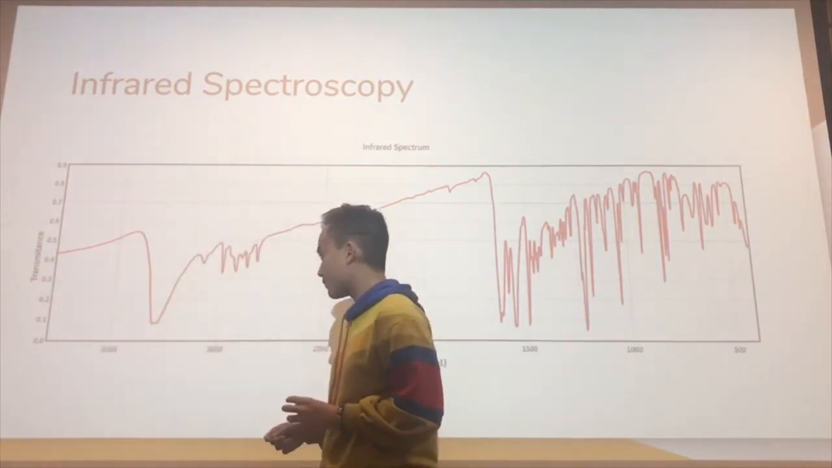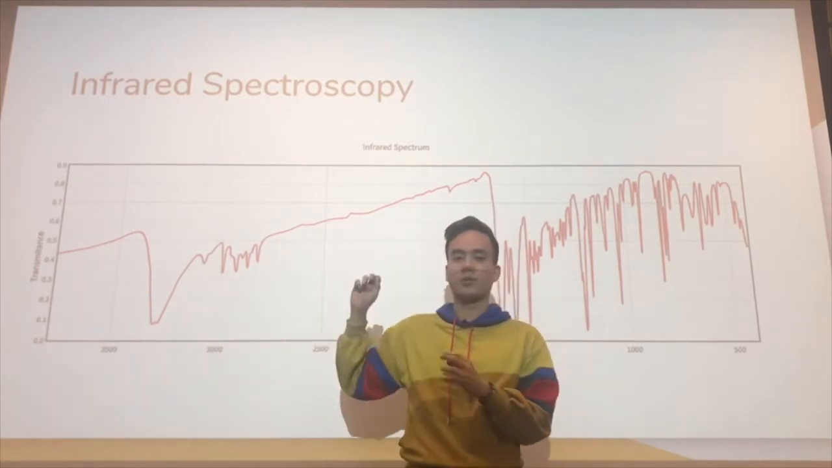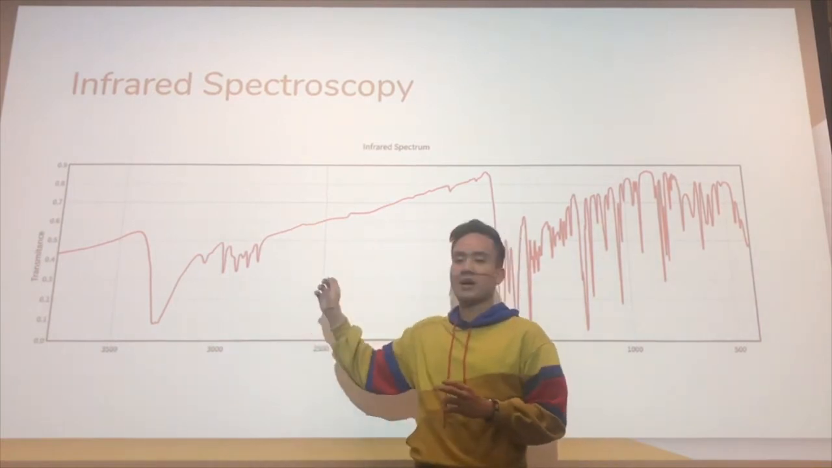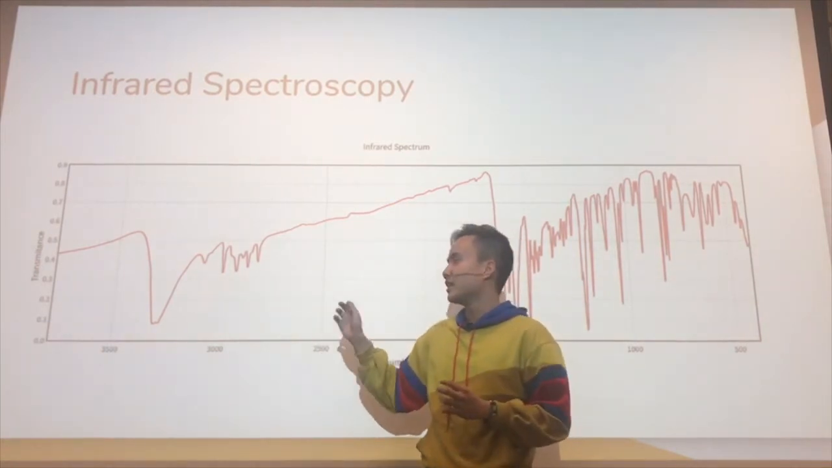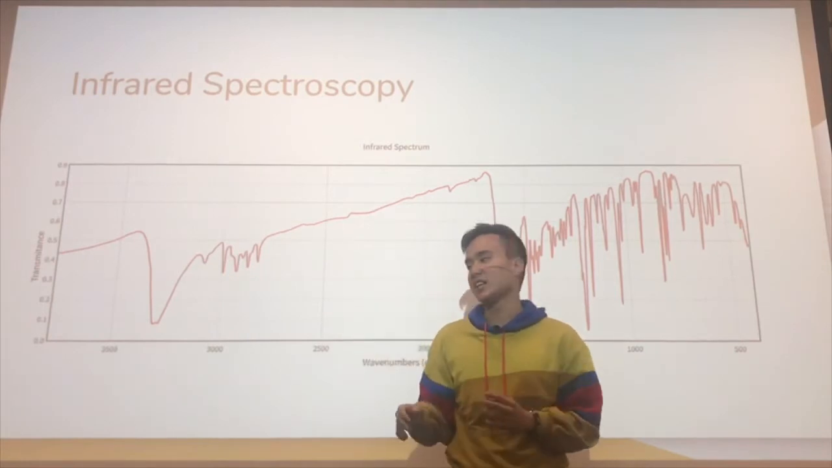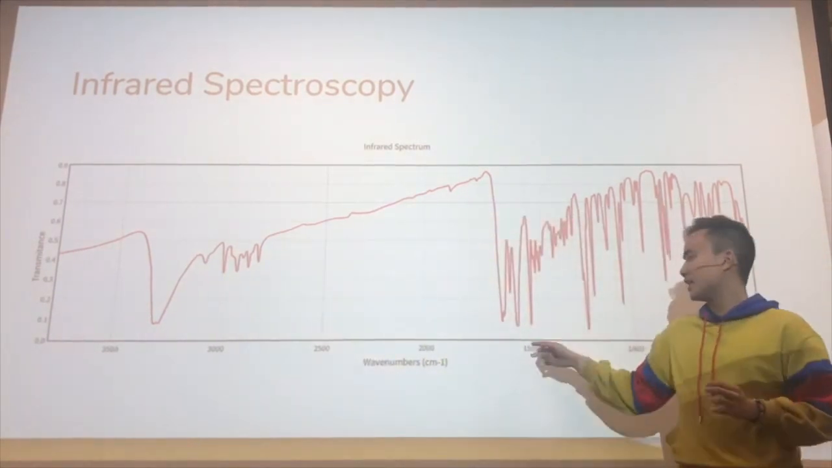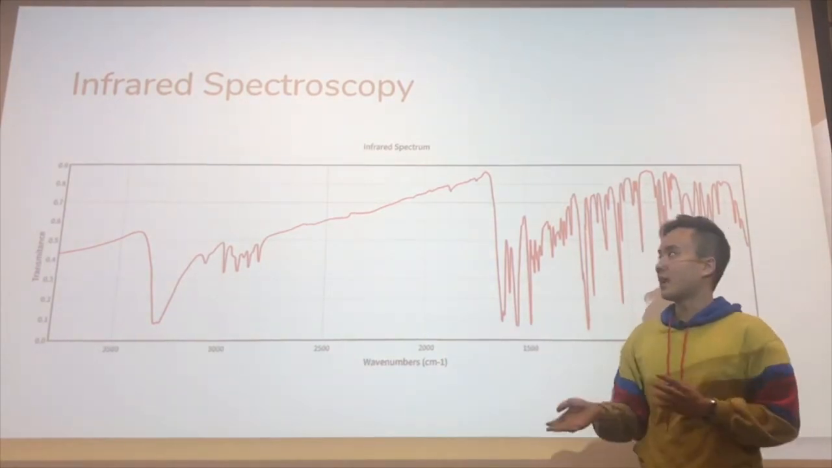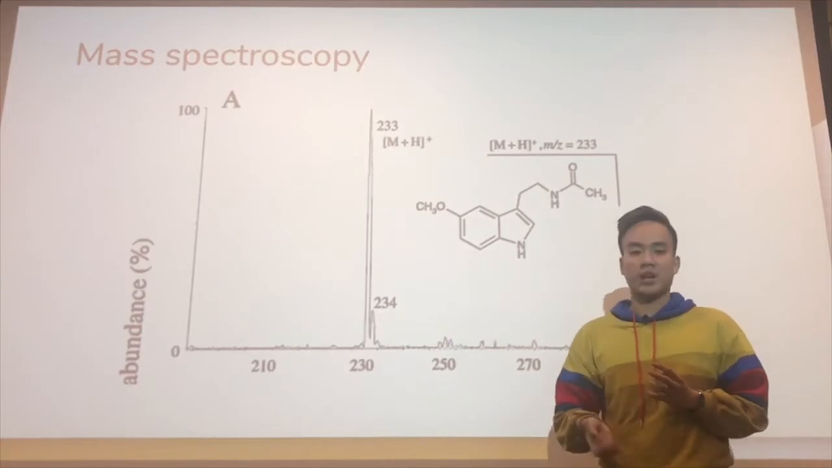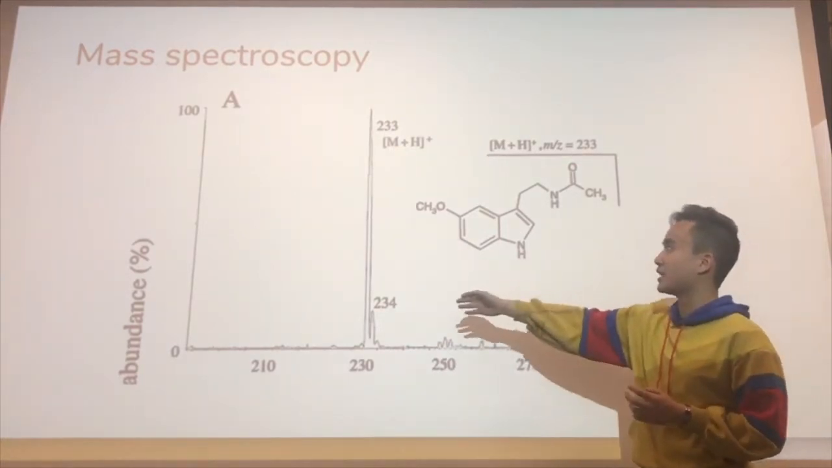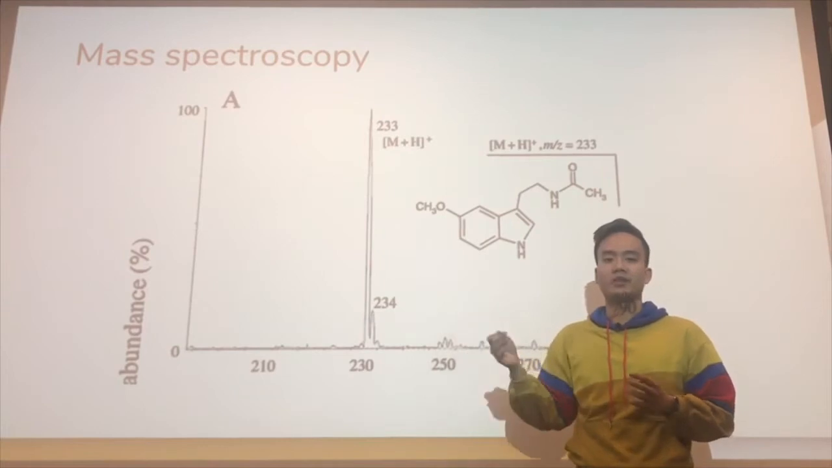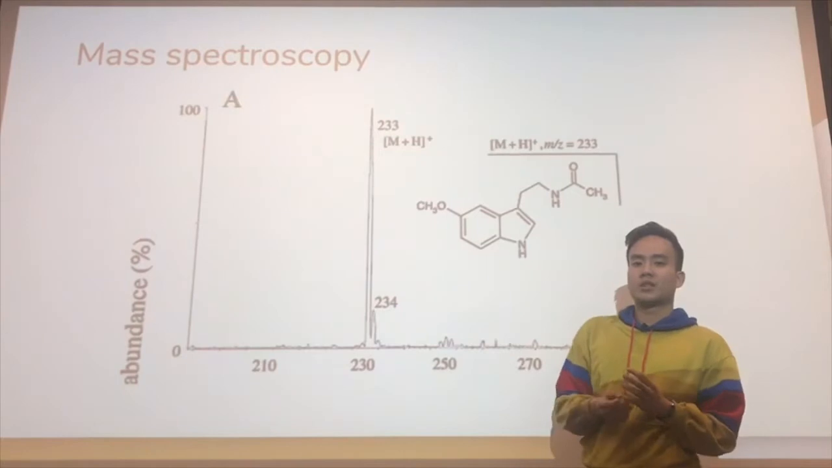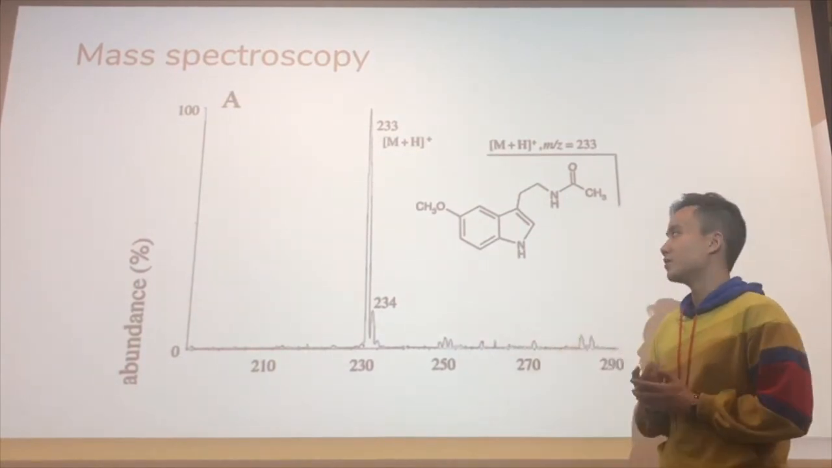As you can see, there's a peak at about 3,300, which is the amine group, and there are little peaks at about 3,000, which indicate the sp2 and sp3 C-H. There's also a peak at 1,700, which indicates the carbonyl group. For the next graph, which is mass spectroscopy, there's a high peak at 233, which is the molecular weight of melatonin, and there's also a peak at 234, which is the isotope of melatonin.